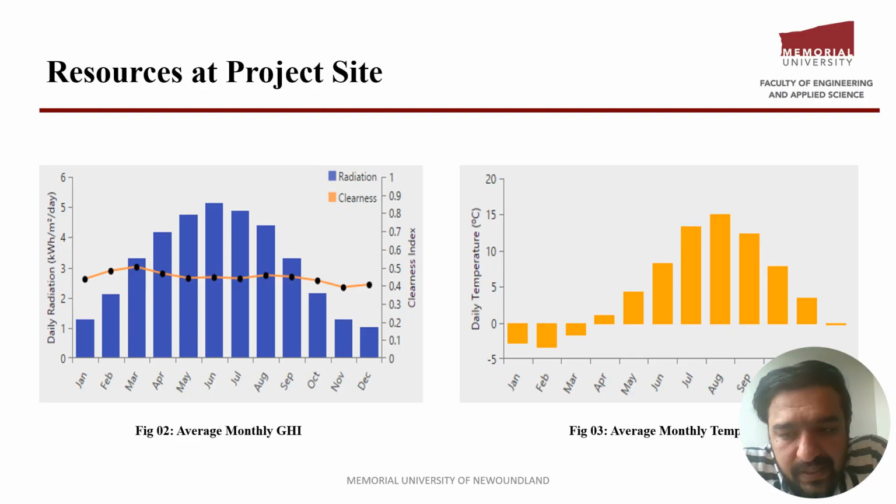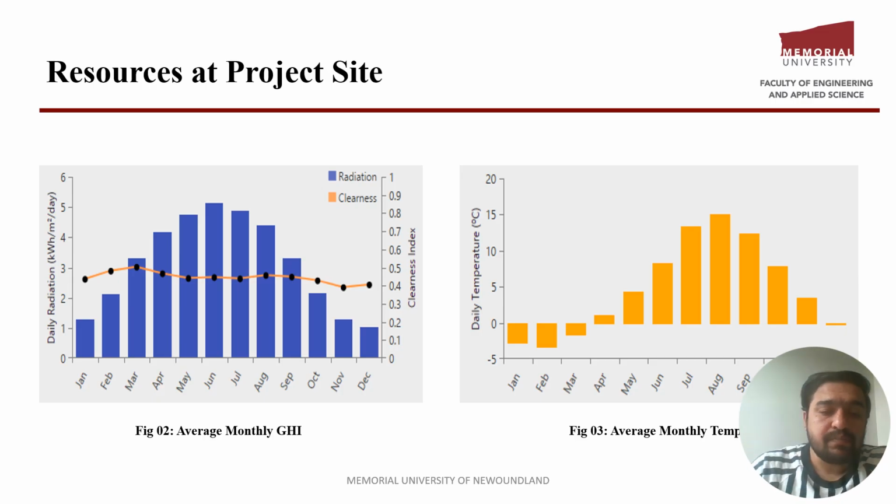Resources at the project site. The slide shows the average monthly global horizontal radiance and temperature for the site. The environmental factors are crucial for determining the performance of the PV system. For example, high radiance and moderate temperatures enhance energy generation, while extreme temperatures can reduce efficiency.